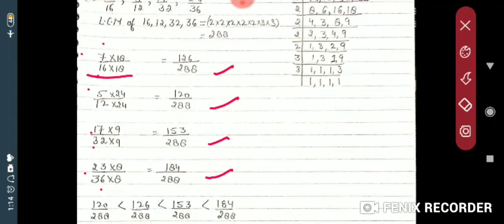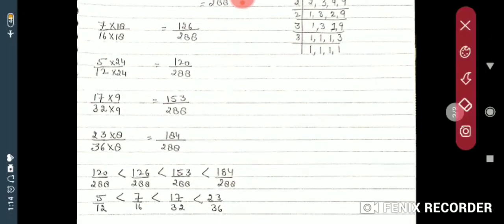Just see, 16 multiply 18, you will get 288. Similarly, you will multiply 7 by 18 and you will get 126. Now in the table of 12, if you multiply by 24, you will get 288. Similarly, you will multiply the numerator: 5 multiply 24, 120. Then 32 multiply 9, you will get 288. Similarly, you will multiply 17 by 9 and you will get 153. Then 36 multiply 8, you will get 288. Similarly, you will multiply 23 by 8 and you will get 184 upon 288.